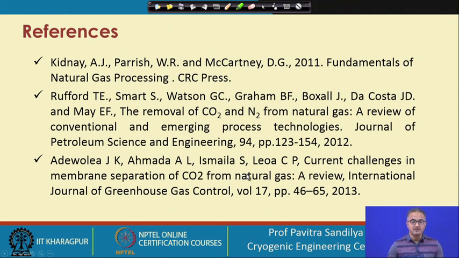And here we have the references which will talk in more detail about these various processes we have learnt about the acid gas removal, that is the removal of carbon dioxide and H2S.